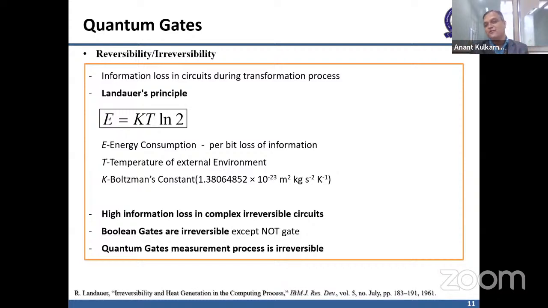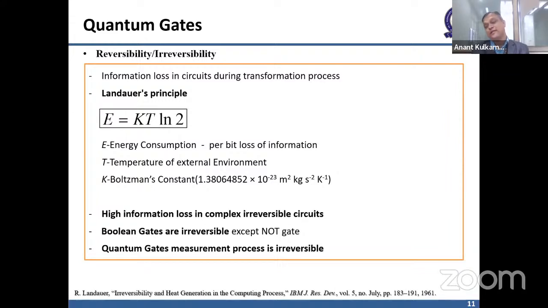Now this is not a single bit of information. Let us imagine, we are in the information age, information technology, and there is huge data manipulation. So how many switching activities, or operations, are going on, which results in huge dissipation of energy, right? And why? Because it is carried out in a classical way. So we can say that there is a high information loss as it is irreversible in complex irreversible circuits. And as I said in the beginning itself, Boolean gates are irreversible except the NOT gate.